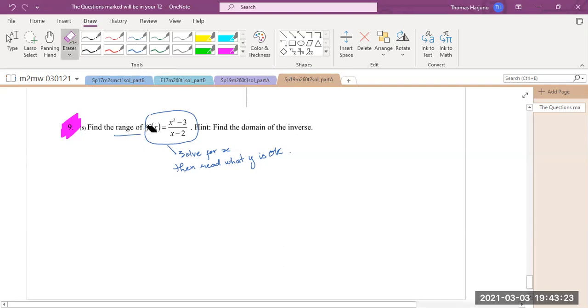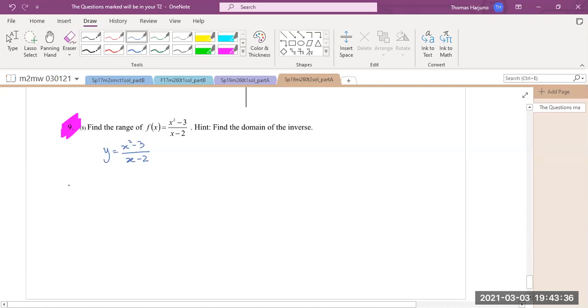So let's solve for x first. y equals x squared minus 3 over x minus 2. Multiplied by x minus 2 on both sides, so xy minus 2y equals x squared minus 3. Set one side equal to 0.